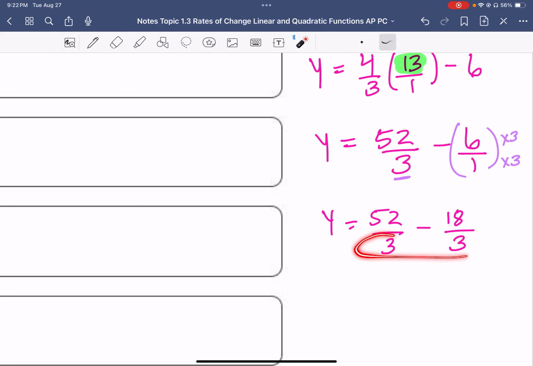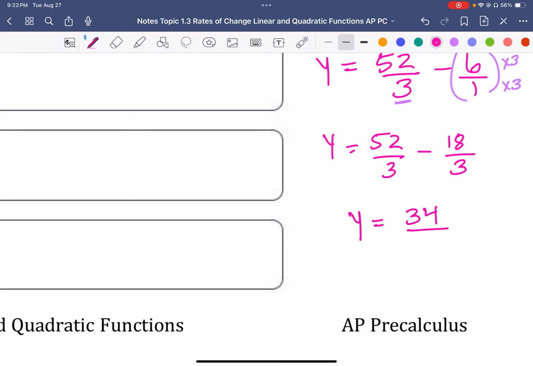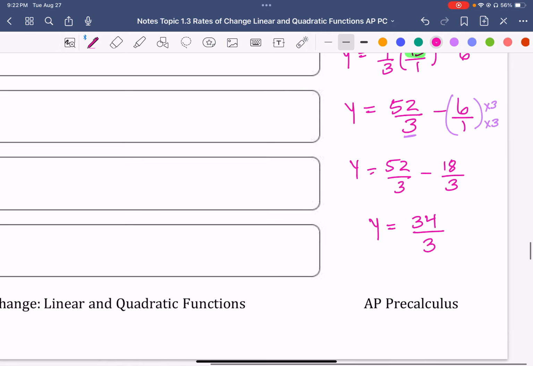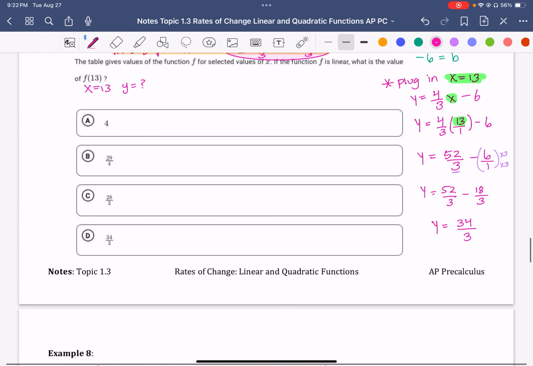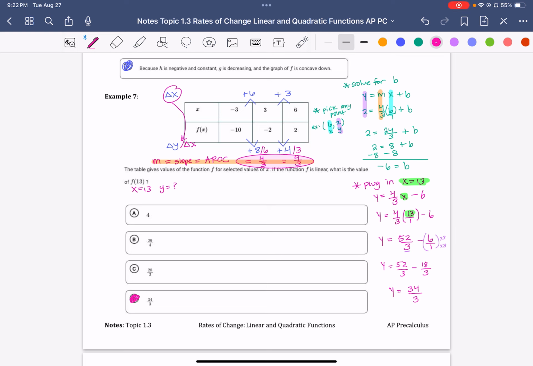Now that they both have a denominator of 3, I can just subtract the numerator. So 52 minus 18 is 34. And the denominators, which are common, stay the same as well. So the y value is 34 over 3, which is answer D as in dog. Okay, so that was a two-step process, well, kind of a three-step process. 1, find the slope. 2, find the y-intercept. 3, plug in the x and get y.